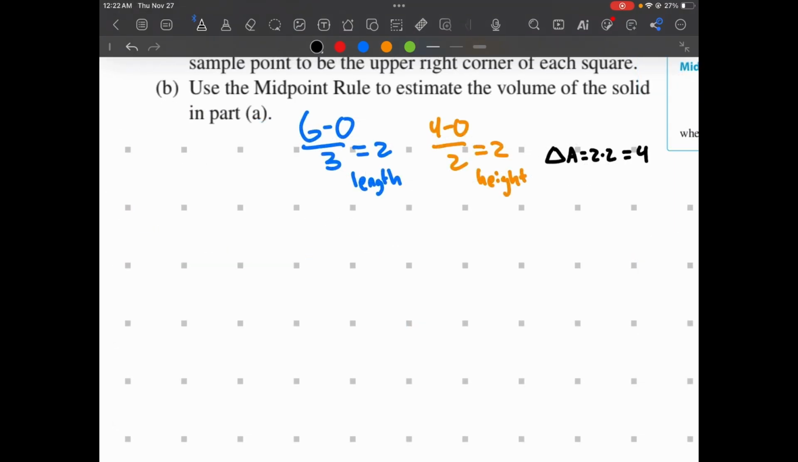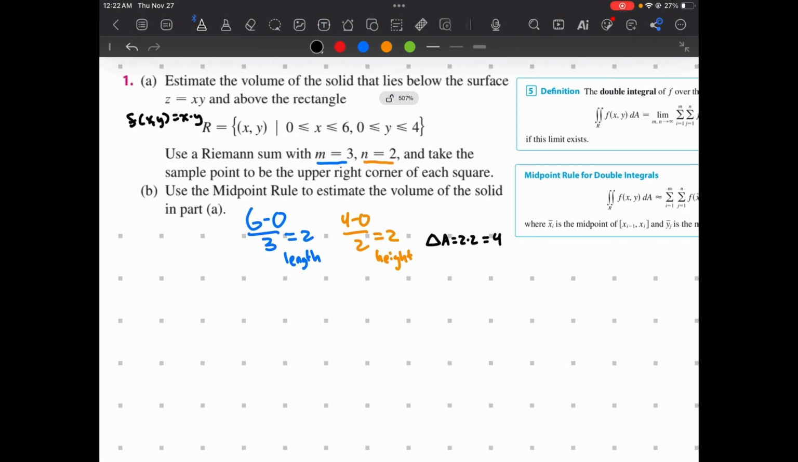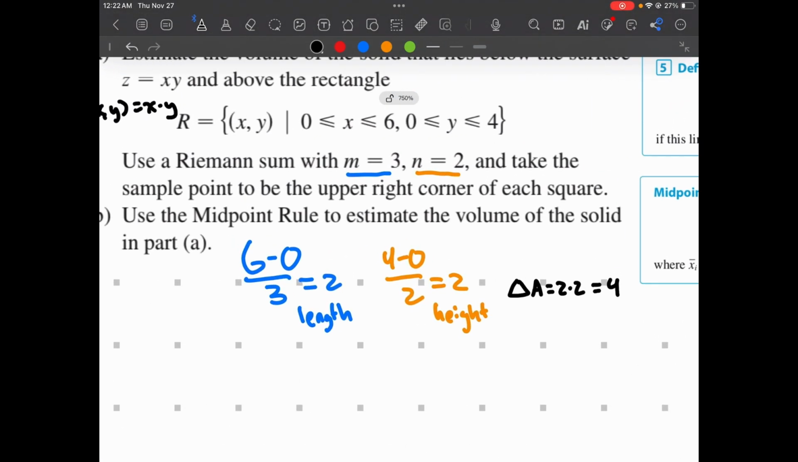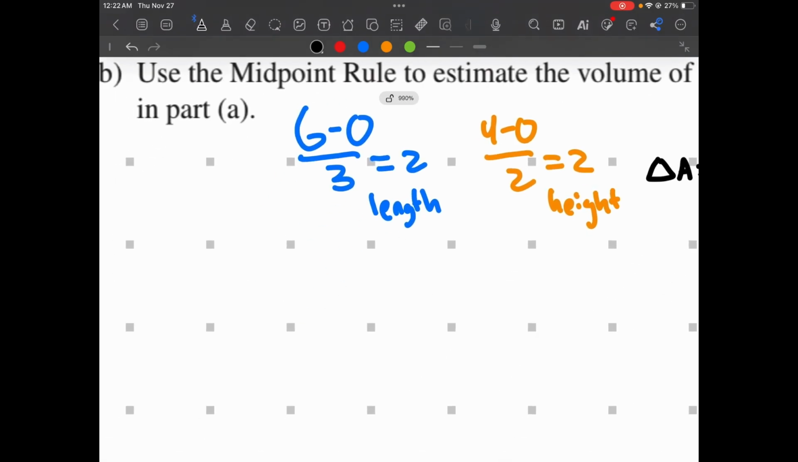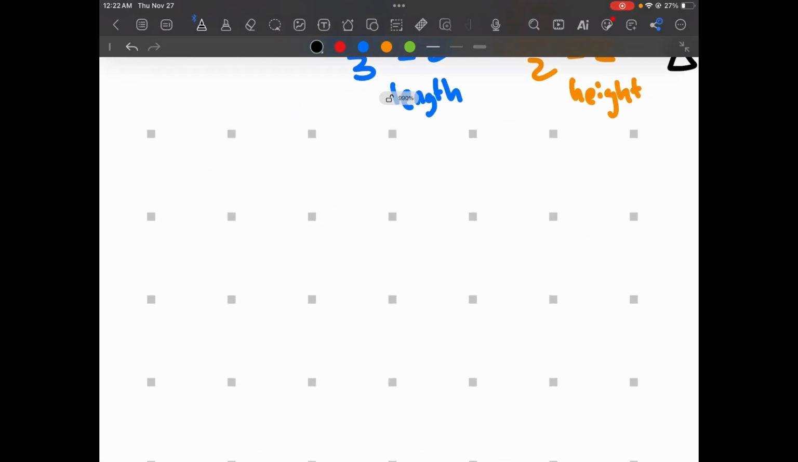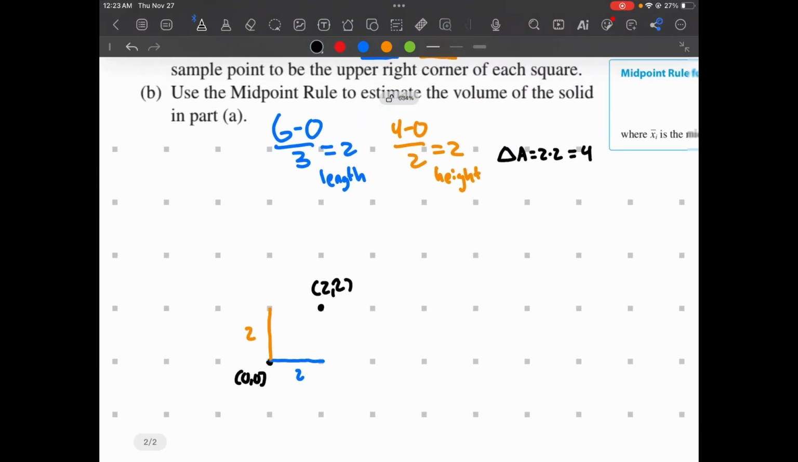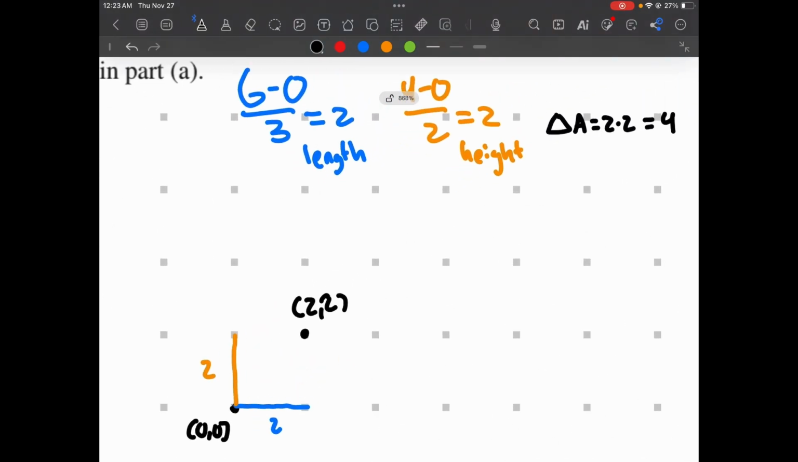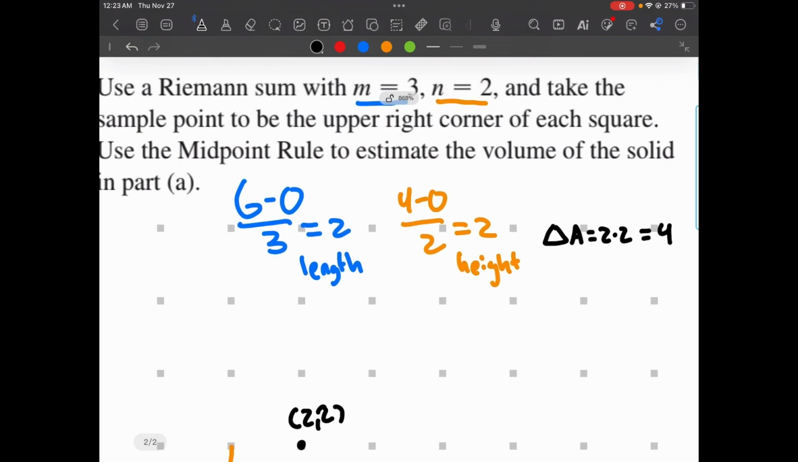Now, we need to figure out what our coordinate points will be for each square. Since we know that the minimum value of x and y are 0 for both, we can imagine there is a square starting from 0, 0, with a length of 2, a height of 2, such that the upper right corner is at 2, 2. And now we can continue adding our lengths and our heights until we are at the boundary or outside the boundary.